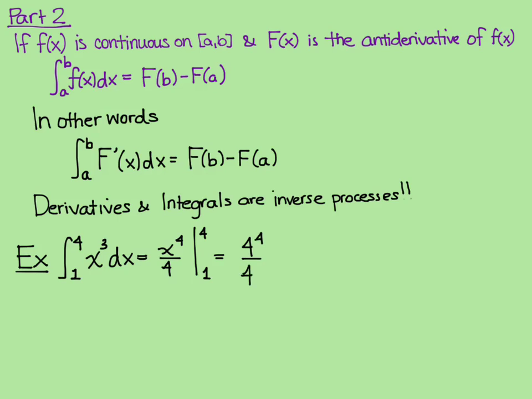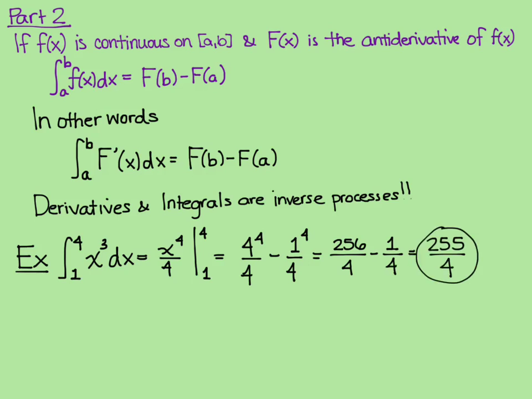Now I plug in the top bound, which is 4, minus, when I plug in the bottom bound, that's a 1. So I get 4 to the 4th over 4 minus 1 to the 4th over 4, which is 256 over 4 minus 1 over 4, which is 255 over 4. Notice that this is the exact same answer that we got in the previous video.